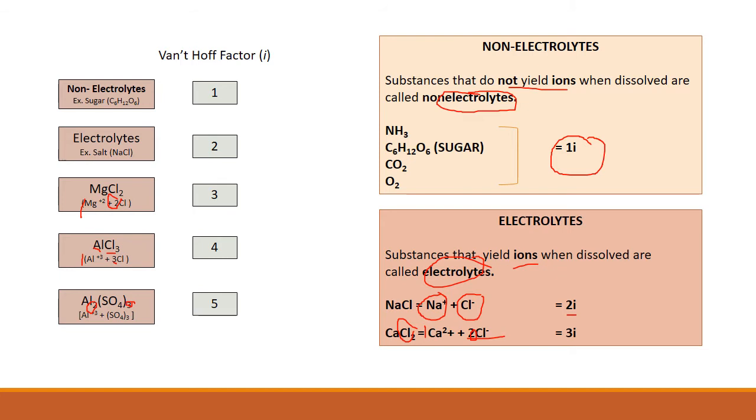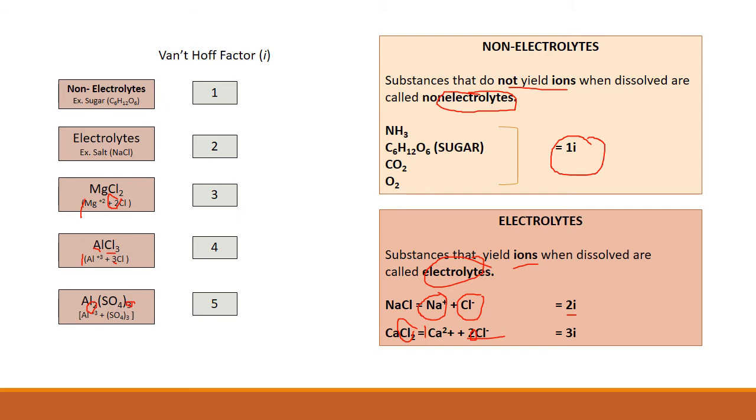For our electrolytes, remember that these can be dissociated into positive and negative ion charges, so we can measure here the dissociation factor. For example, you have your sodium chloride. Let's go back here to non-electrolytes: substances that do not yield ions when dissolved in water are called non-electrolytes. This does not yield an ion.